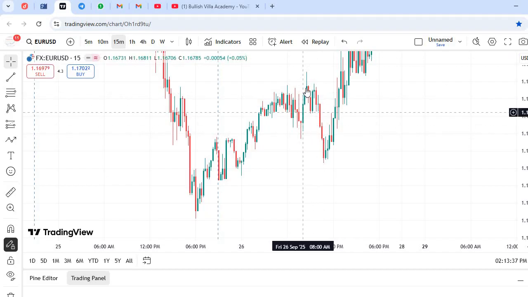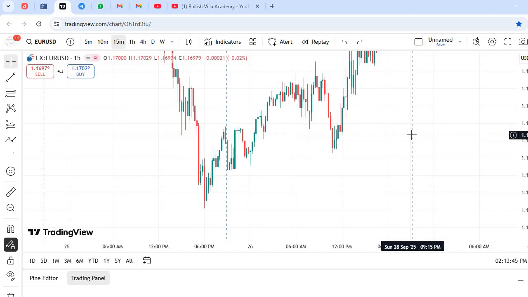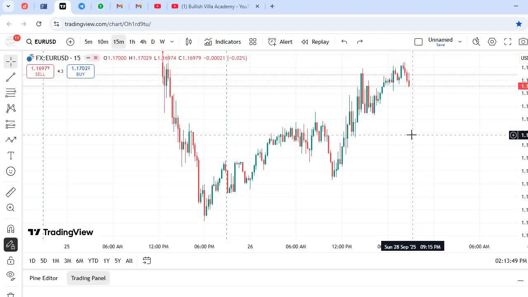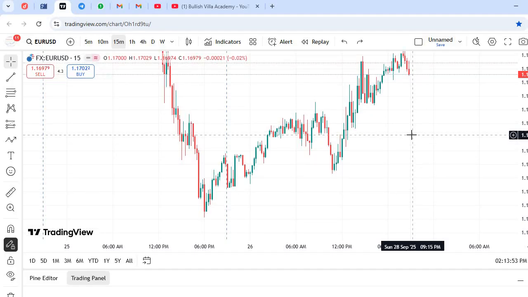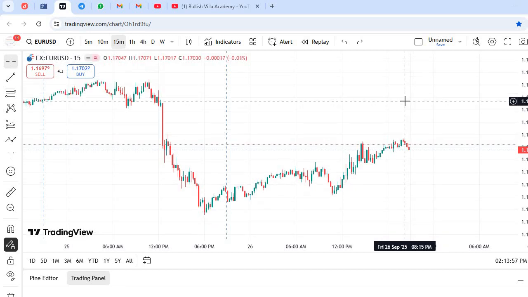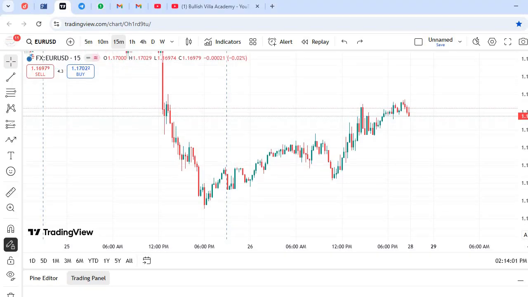So I was waiting for a reversal. Once I see a reversal, then I want to sell. And that was exactly what I did. Immediately I saw the reversal, so I entered a sell on the trade. So I took a sell on the trade.